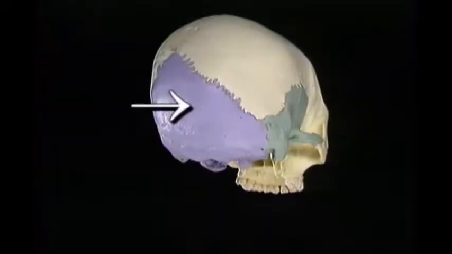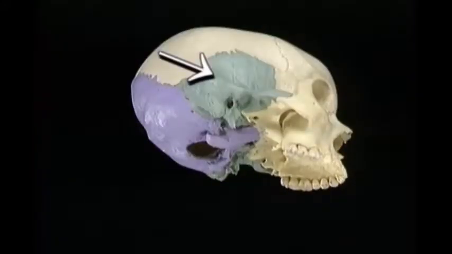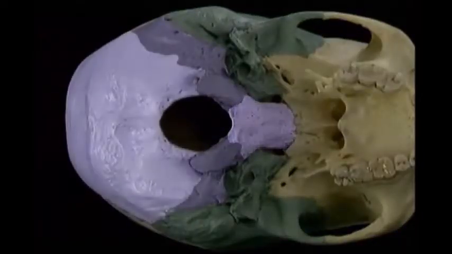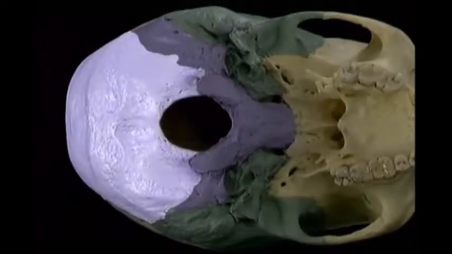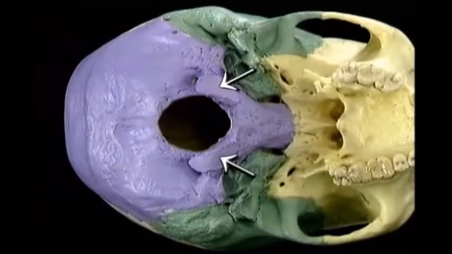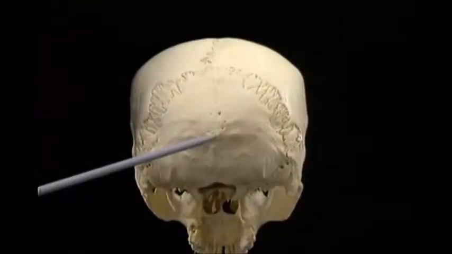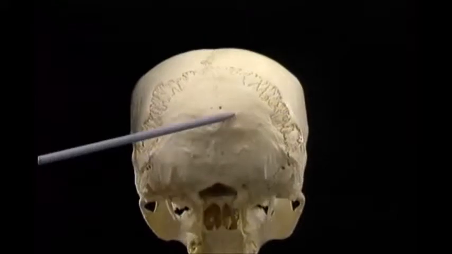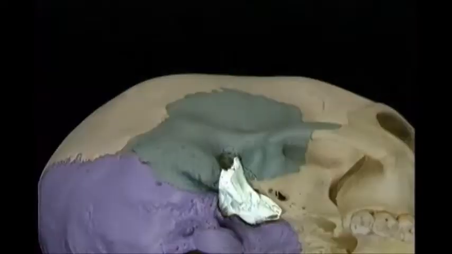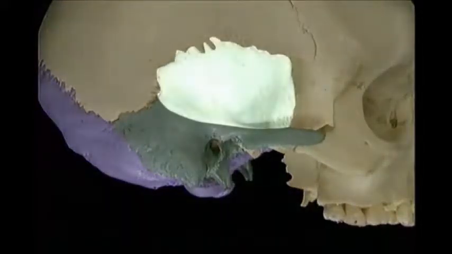Here's the occipital bone and the temporal bone. Here are the basal part and the squamous part of the occipital bone. The foramen magnum, the occipital condyles, the external occipital protuberance, the superior and inferior nuchal lines. On the temporal bone, here's the petrous part and the squamous part.